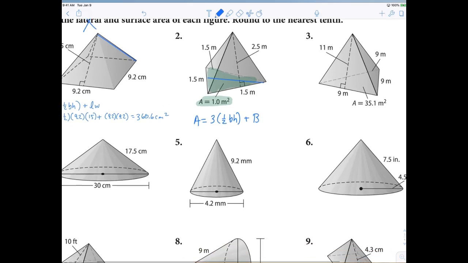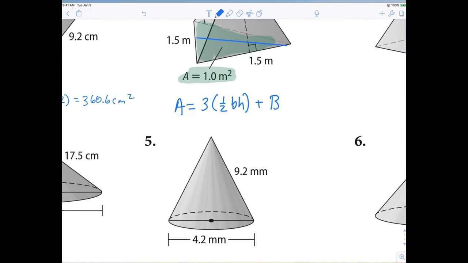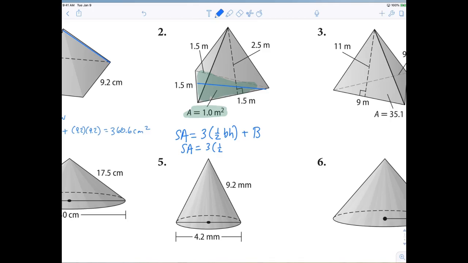All right, so hold on 1 second now. Let's go ahead and say area equals, yeah, we're doing surface area. 3 times 1/2. What's the base of the wall? 1.5. Thank you. What's the height of the wall? 2.5 plus the area of the base, which is 1.